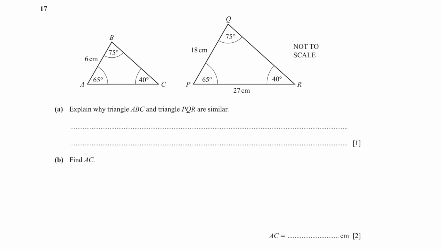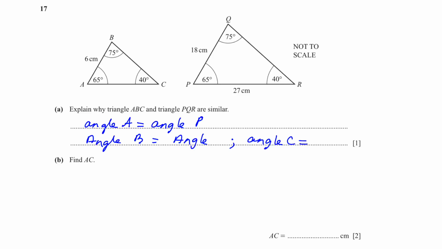We will write down: angle A is equal to angle P. They are both 65 degrees. And then angle B is equal to angle Q. And which is the third angle? If two angles are the same, the third angle is going to be the same. So angle C is equal to angle R. Therefore, they are similar.